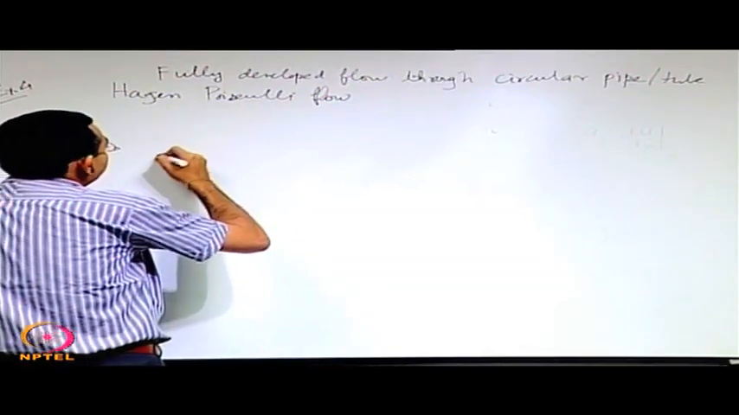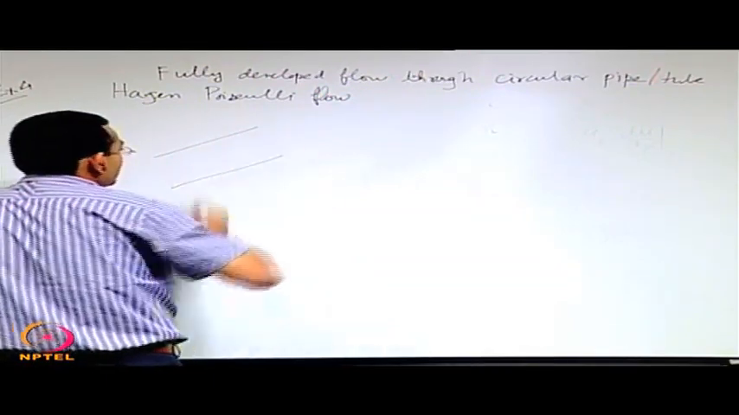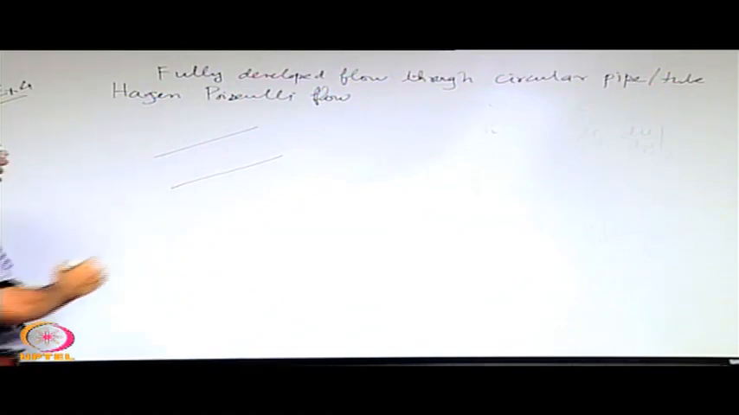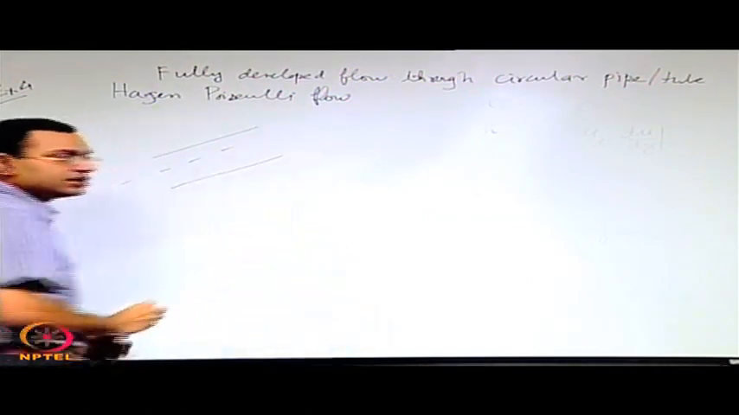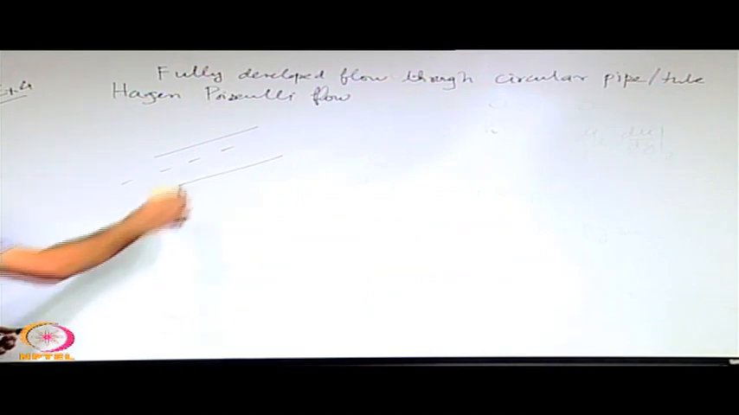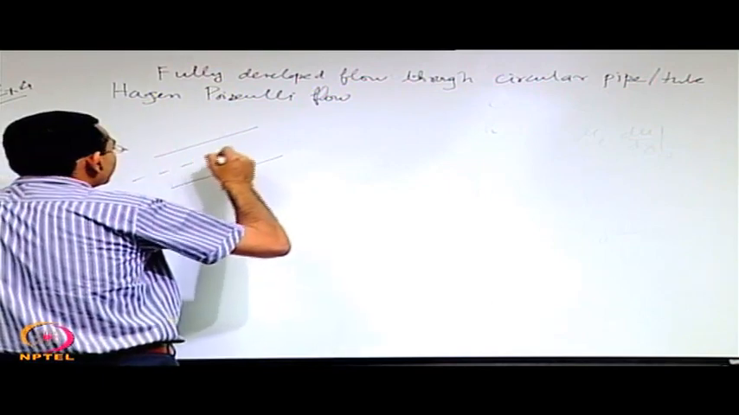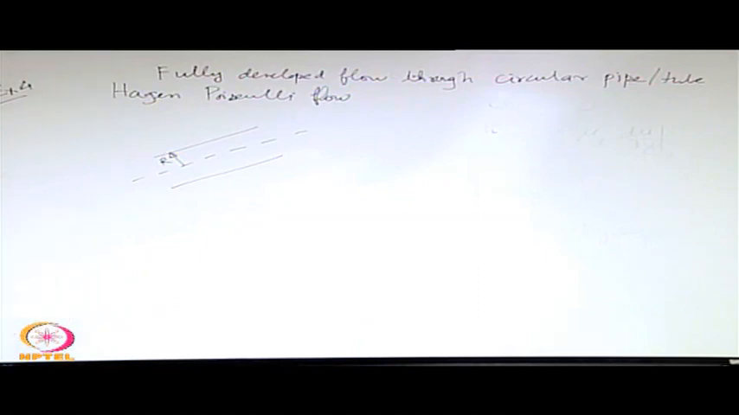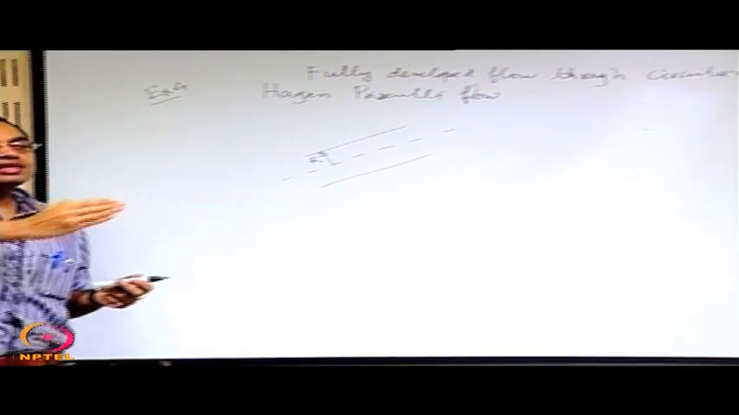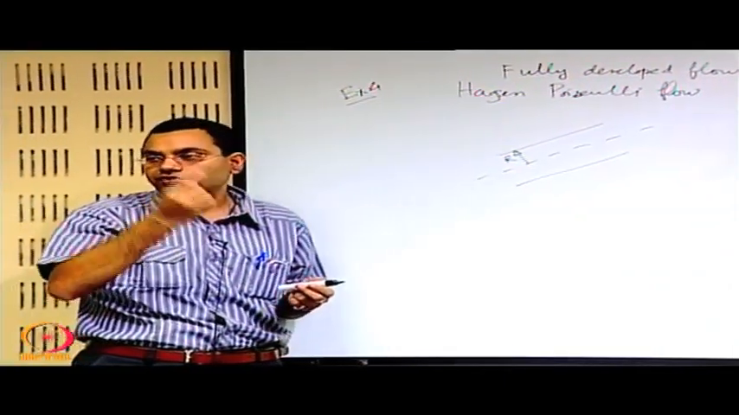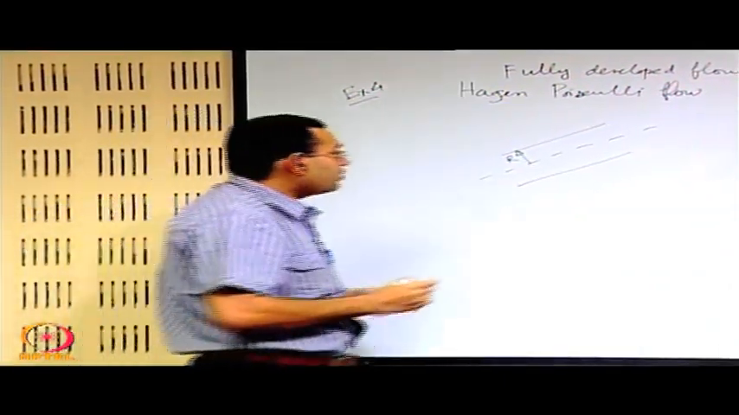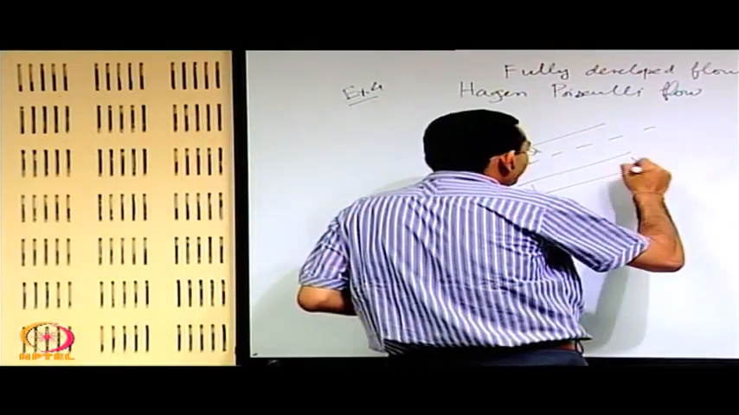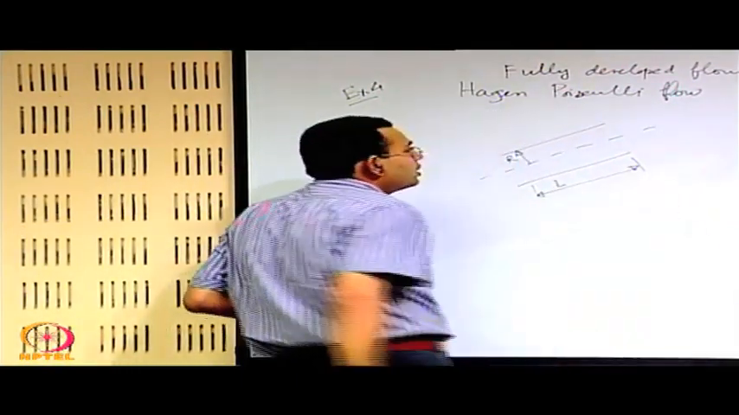So let us say that we have a circular tube or pipe like this. When we draw it, it looks like a parallel plate channel, because of course we are drawing the projection of it in the plane of the board. But keep in mind that we are now talking about a problem with cylindrical symmetry, where the pipe surface has a circular cross section. So you have a pipe of, say, an axial length of L and fully developed flow.